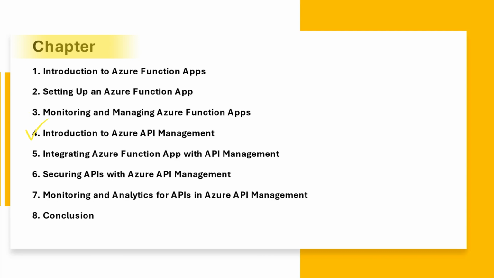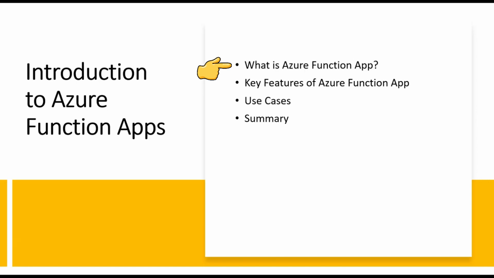In the fourth chapter, we will see how to create API Managers. And the fifth chapter, we will integrate the Azure Function App with API Manager. And the sixth chapter, how to secure the API using Azure API Managers. And the seventh chapter, monitoring and see the analytics of the Function App in the API Managers. And finally, we will recap the overall usage of Azure Function App and API Managers. Let's see what is Azure Function App, key features of Function App, and use case.